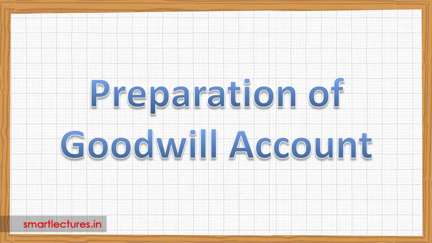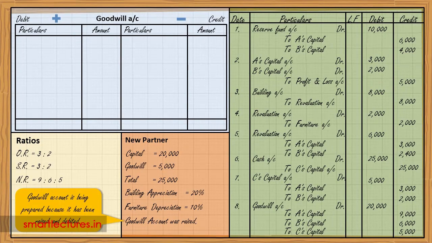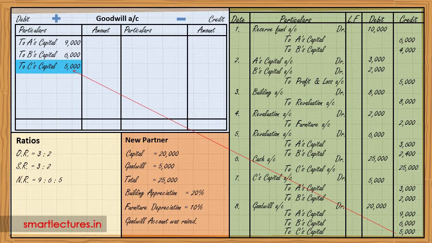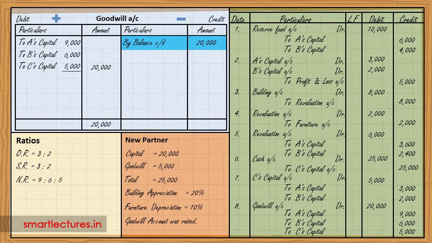Now we have to prepare Goodwill account. Be careful. We need to prepare Goodwill account if Goodwill account has been raised or written off. I mean to say, if it has been debited or credited by you, only in that situation you need to prepare Goodwill account. Otherwise you don't need it. Because we have raised Goodwill account, we have debited Goodwill account, we will have to prepare Goodwill account now. So on debit side, this is the ledger posting to A's capital 9,000, to B's capital 6,000, to C's capital 5,000, total 20,000 rupees. So by balance CD on credit side, that will be rupees 20,000.